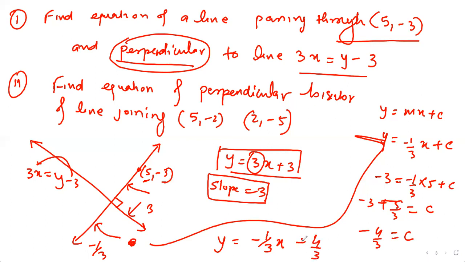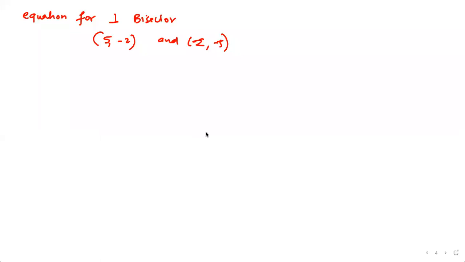So this is the explanation for the first question on how you find the equation of the perpendicular line. Now we have to find the equation of the perpendicular bisector of the line segment joining these points. There is a point 5 comma negative 2 and then there is a point 2 comma negative 5. This is the segment that I'm joining, and you have to find the equation of the perpendicular bisector of this particular line.